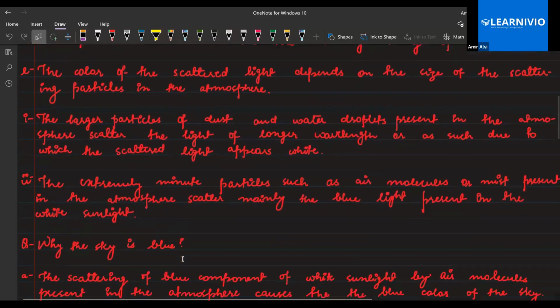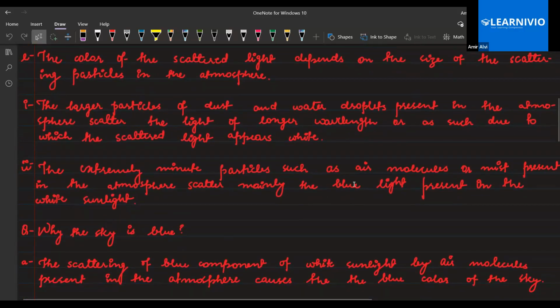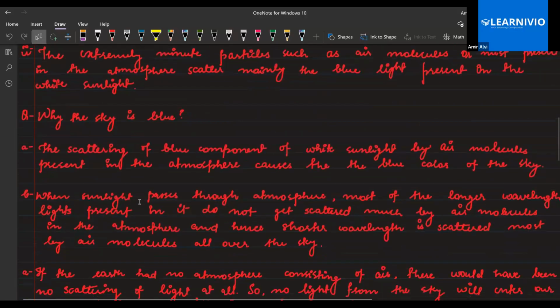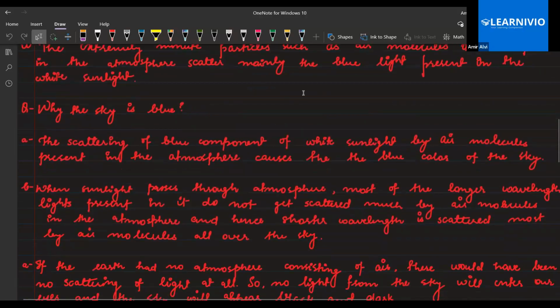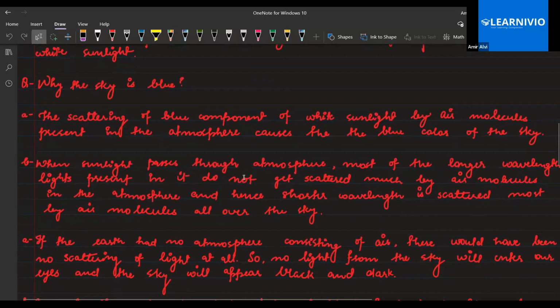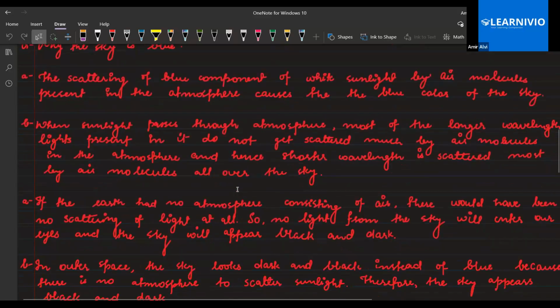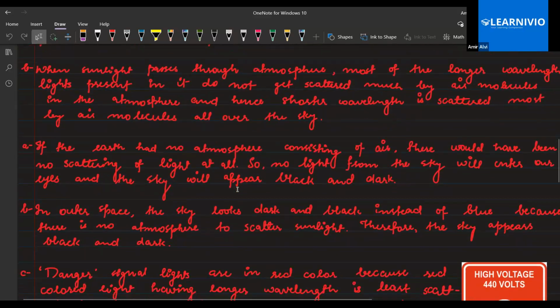Next, the extremely minute particles such as gas particles or mist present in the atmosphere scatter mainly the blue light. Why is the sky blue? The reason is that the blue component of white light is scattered by the air molecules present in the air, which causes the blue color of the sky. When sunlight passes through the atmosphere, most of the longer wavelengths do not get scattered much by air molecules because they are smaller in size. So the smaller wavelength, that is blue color, is scattered by air molecules all over the sky.